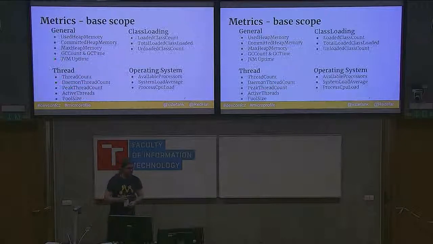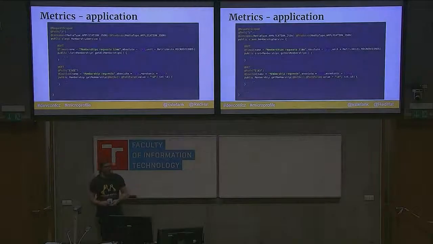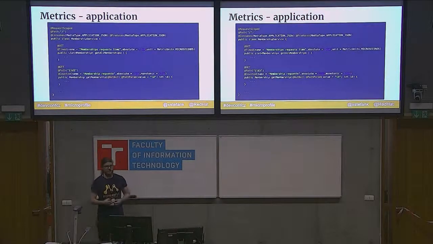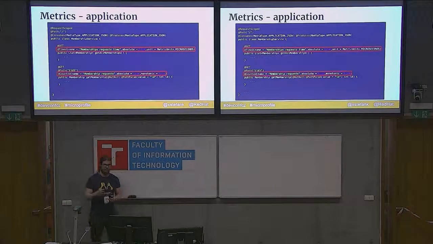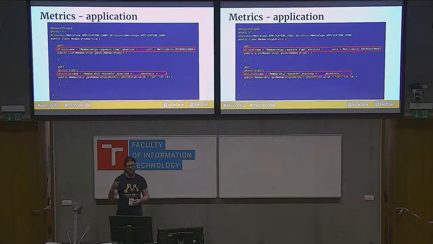Here is just for general knowledge a list of all the base metric scope where you have really generic stuff such as heap memory, thread counts, or GC times. But what is really nice about this specification are the application metrics, which are custom metrics specified by you as a developer. So on this slide, we have an example of two of them. The first one is timed. Again, it speaks for itself. It just measures the time in your specified units of the execution of the method where it is placed. The second one, counted, again, just counts how many times this method is invoked.